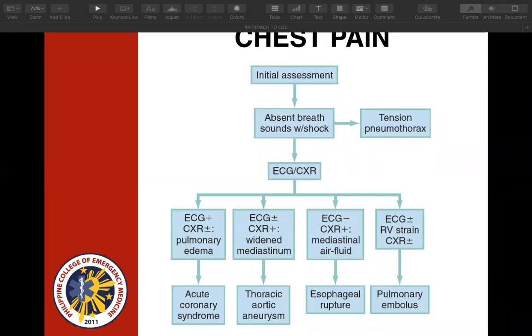So that's how you approach the patient. You do an initial assessment, a brief history, and a physical examination, and try to rule out first if the patient is having tension pneumothorax by checking the breath sounds and vital signs. If there are signs of shock and decreased breath sounds on one side of the chest, probably it's a tension pneumothorax. If none, you proceed with your 12-lead ECG and your chest X-ray, and try to determine if the patient is having pulmonary embolism, esophageal rupture, thoracic aortic aneurysm, or acute coronary syndrome.